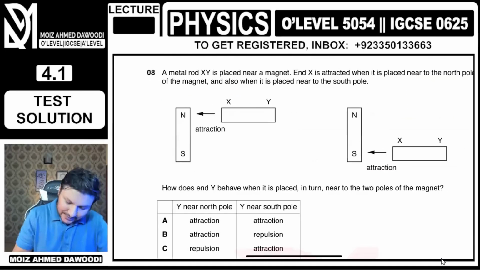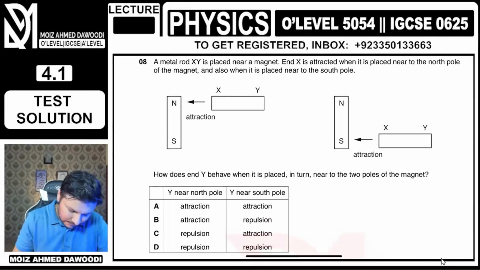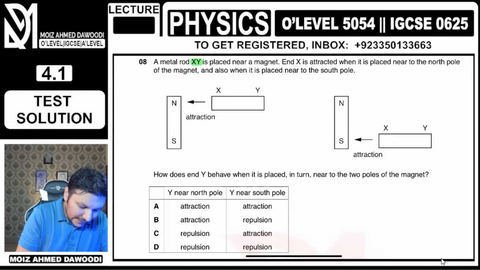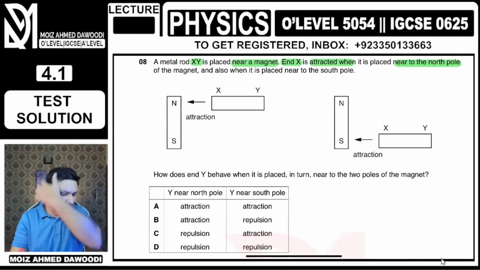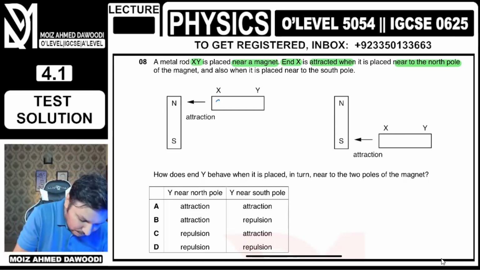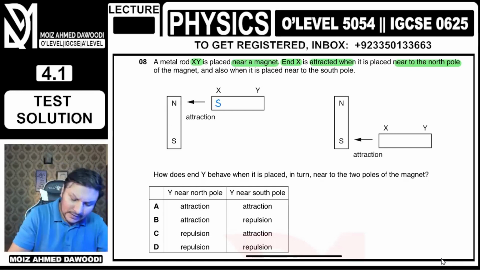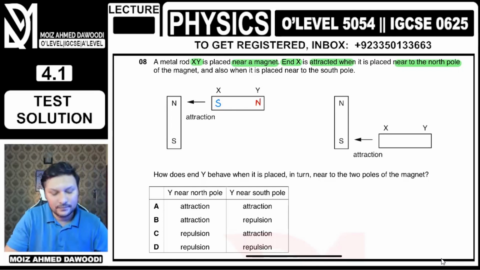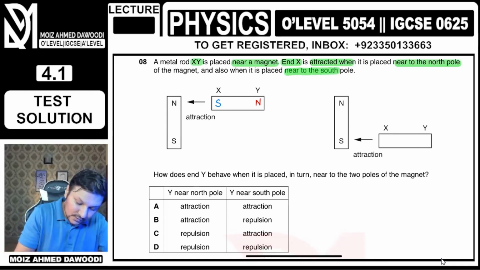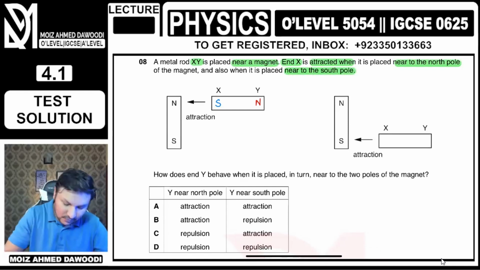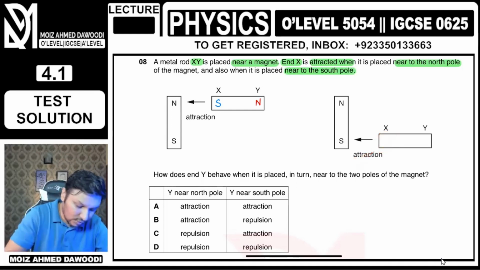Question number 8. A rod XY is placed near the magnet. The end X is attracted when it is placed near the North Pole. That means end X is making a South Pole here, while the North Pole should be at this part. And similarly, when end X is placed near the South Pole, it is also attracting. That means here should be North and South.